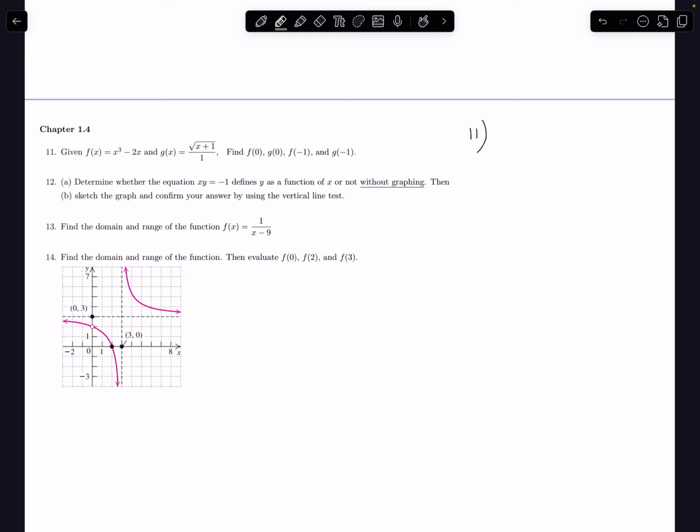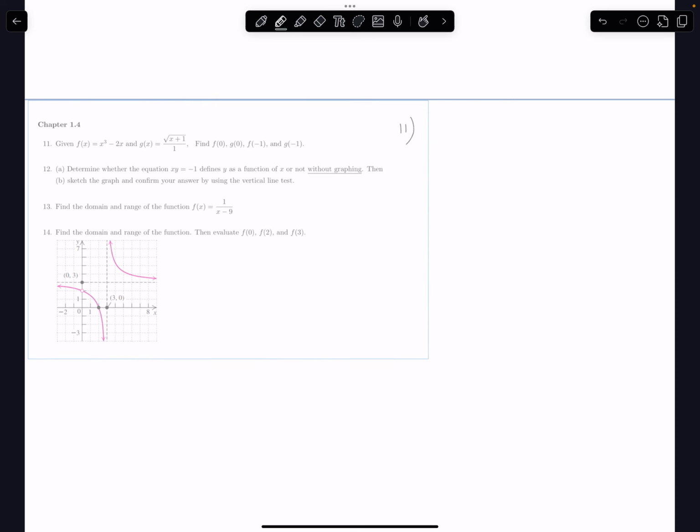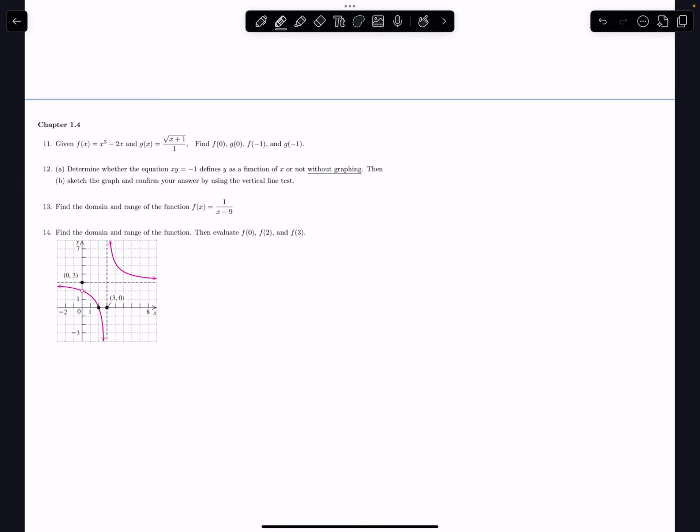Let's do that right on the side here. Actually, let's take a moment to shrink that down first. That's kind of taking up all the space here. Okay, so number 11. F of 0 first.